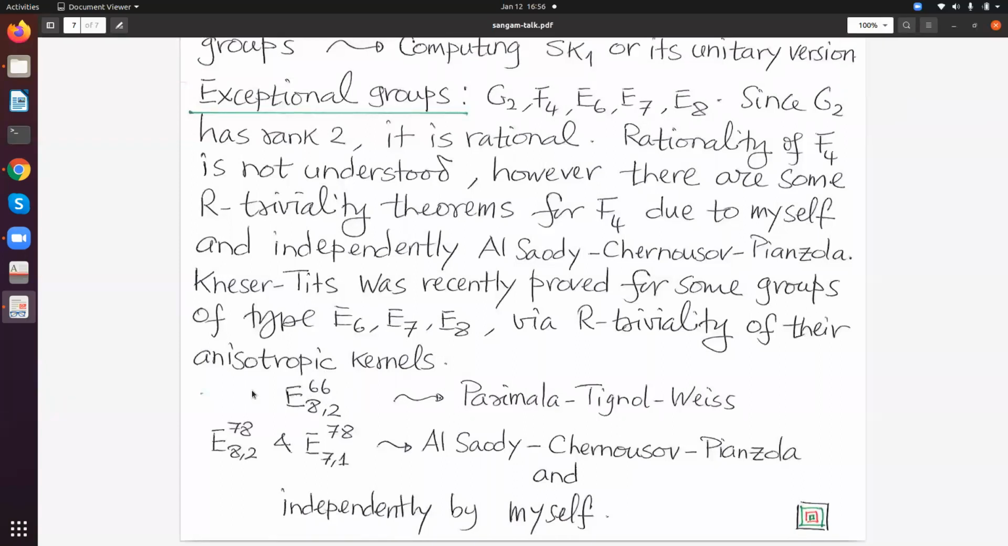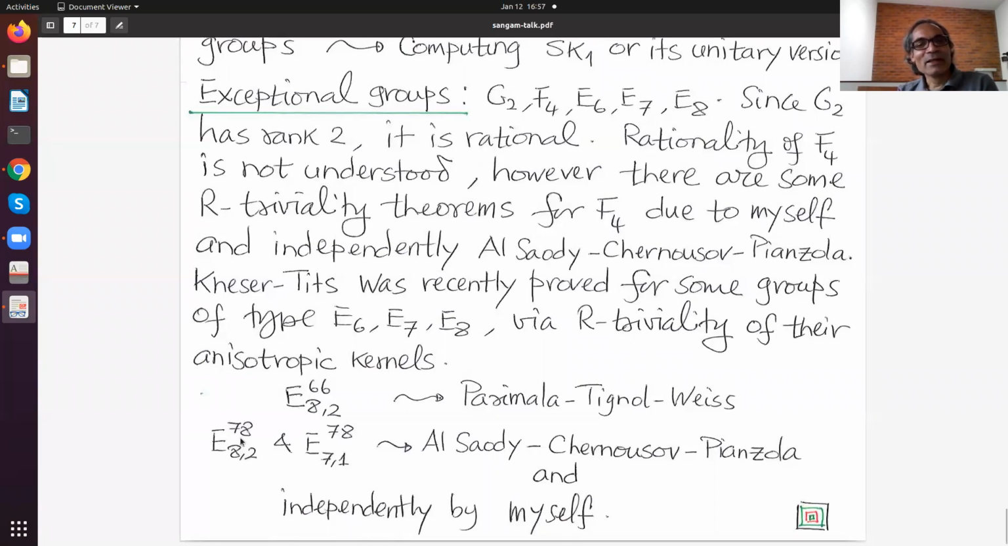Sorry, maybe you mean D6? SO12. You're right, D6, sorry. D6 can sit in A8, but putting D12 in E8 would be difficult. Good, Shripad is around, so I don't have to worry. Yeah, so this is D6. So SO12 sits here as the anisotropic kernel.